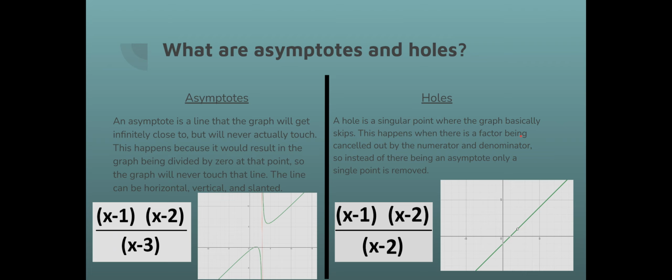Holes and asymptotes are pretty similar, but I'm going to focus more on asymptotes, since they're probably going to be tested on more. All you really got to know is that for holes, the numerator and the denominator just cancel out. That's it. Pretty simple.